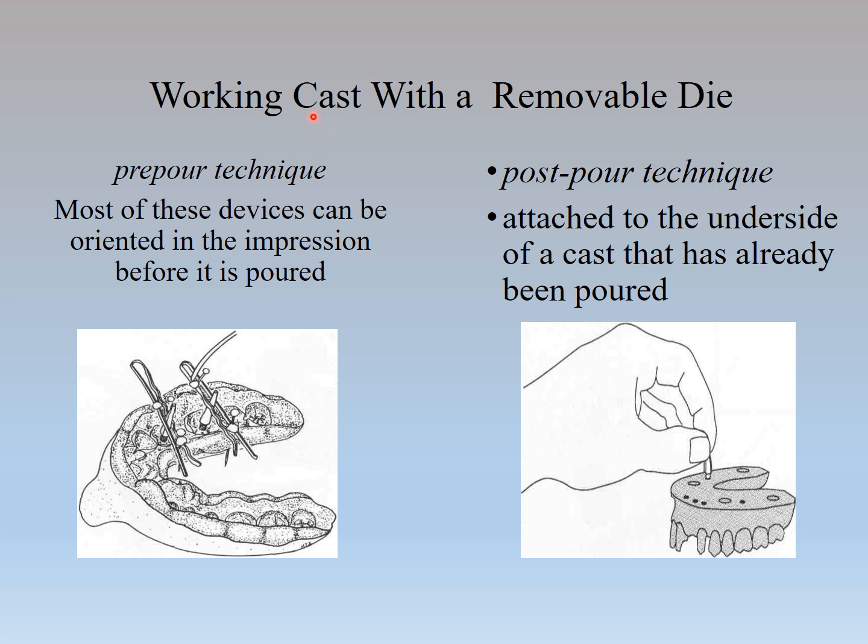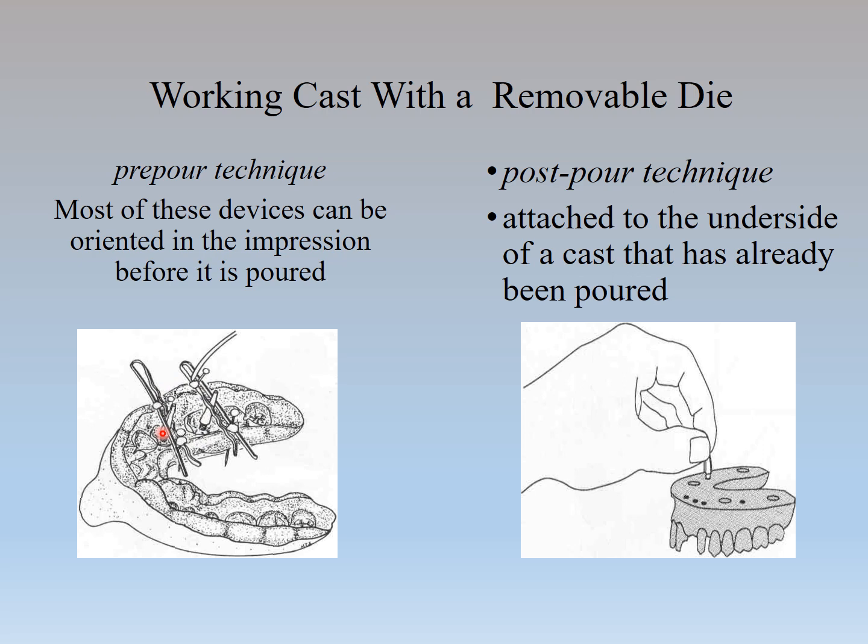Okay, so working cast with the removable die, guys. Okay, so we have a pre-pour and a post-pour technique. So in pre-pour, during the pouring, you put the dowel pins inside.